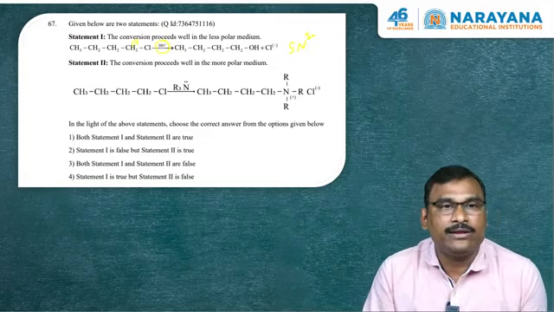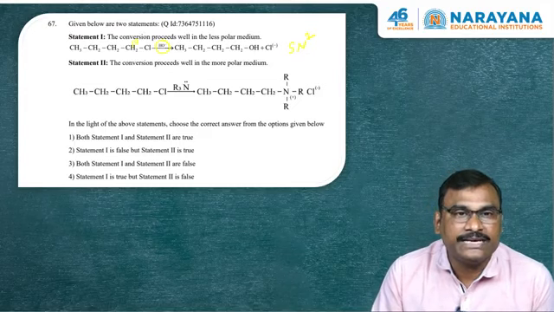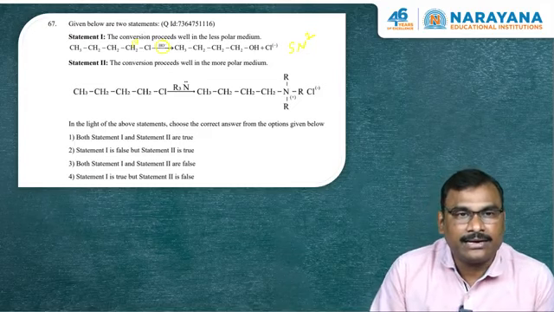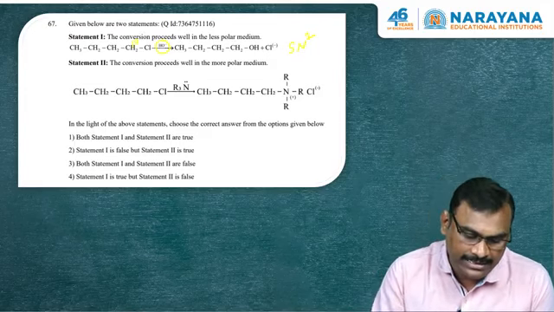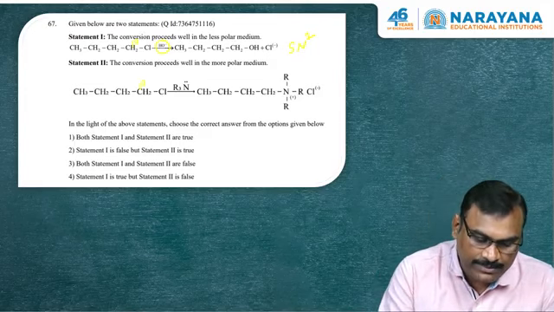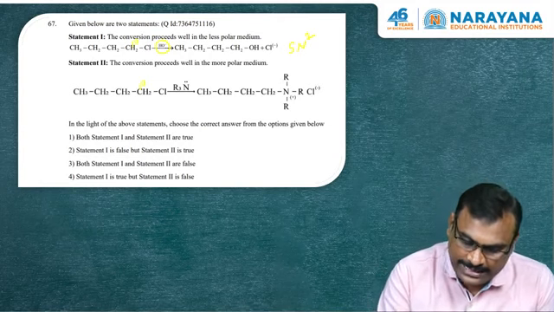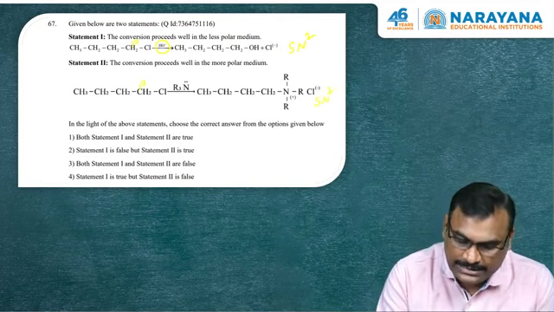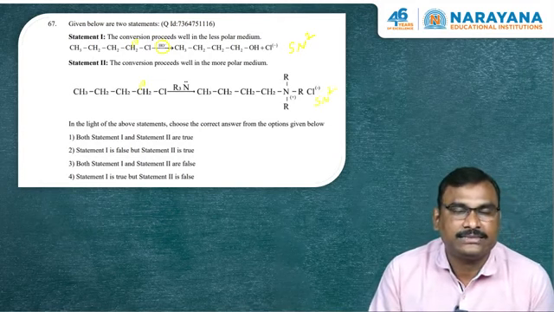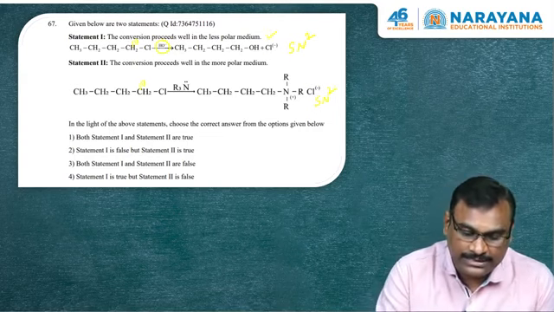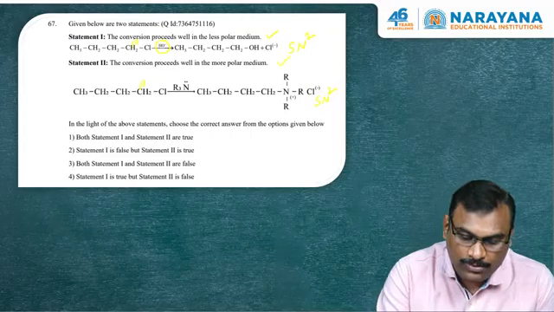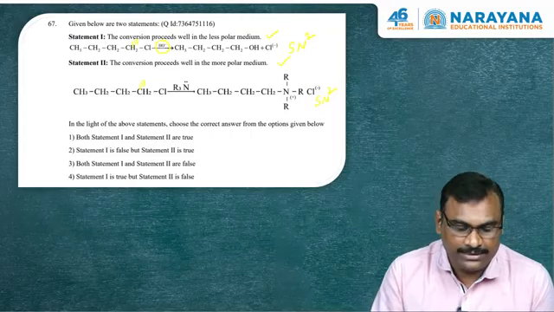Second statement: the conversion proceeds well in more polar medium. Again, yes, it is also a primary alkyl halide, which again produces a nucleophilic substitution. It is also SN2. Yes, both are SN2 mechanisms, but in the first one a less polar medium, and in the second one a more polar medium is required, they said. What is the reason?